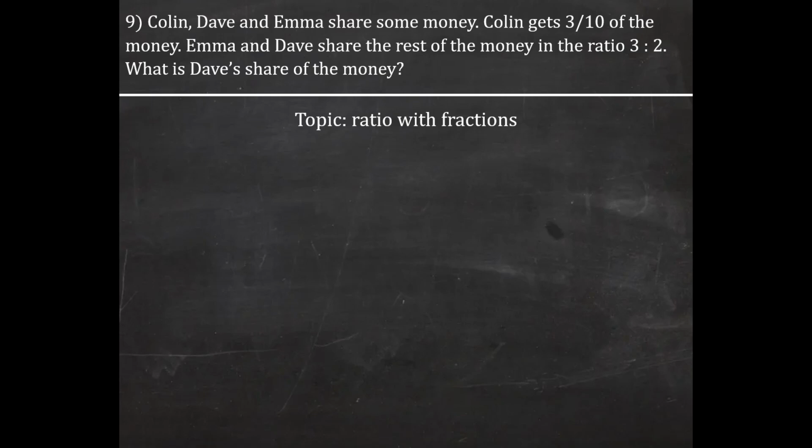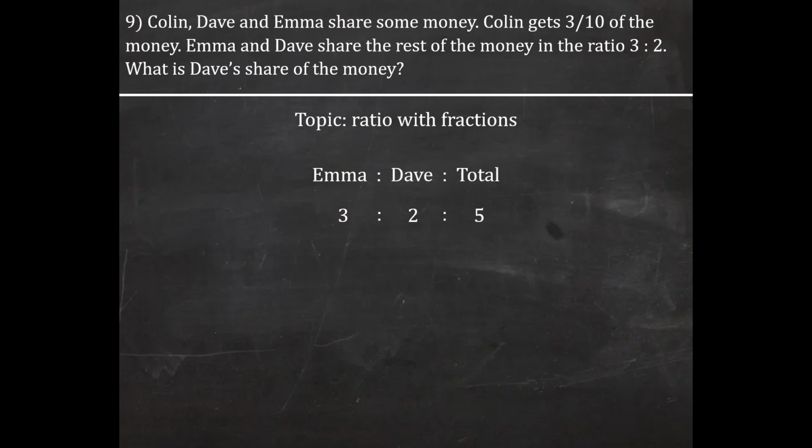We have a ratio question here, but it's one with fractions where you have to be comfortable going back and forward. Also a bit of problem solving here. So Colin gets 3/10 of the money, which means that if he gets 3/10 of the money, Emma and Dave will share 7/10 of the money. Keep that in mind. Emma and Dave share 7/10 of the total money. So let's set up a ratio. We have Emma, Dave, and the total between Emma and Dave, not the total including Colin. So that ratio would be 3 to 2 to the total between them, which is 5.